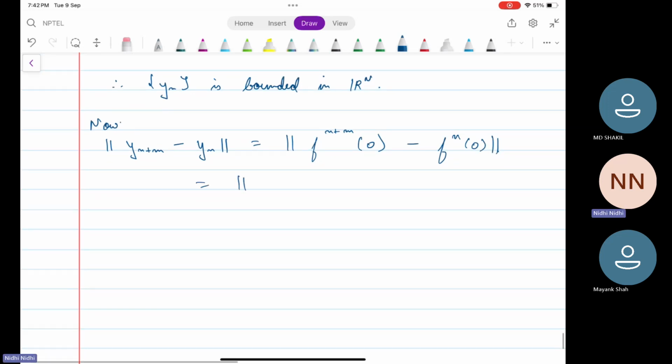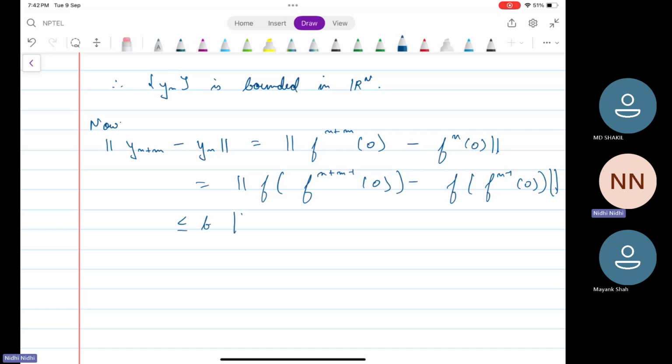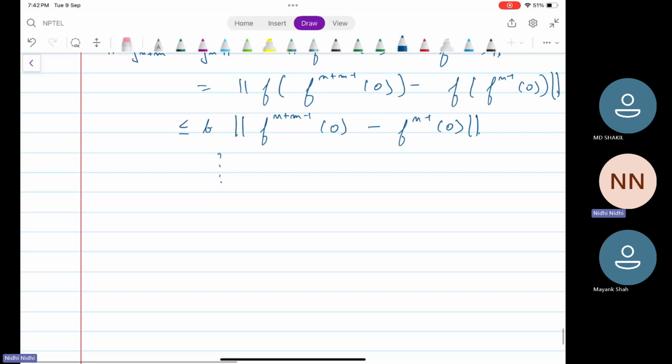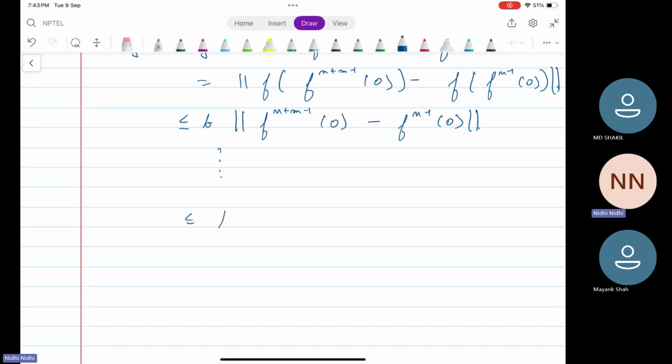So this is equal to f of n plus m minus 1, 0 minus f of n minus 1, 0. This is less than or equal to b times f of n plus m minus 1, 0 minus f of n minus 1, 0. And moving on in this same pattern, eventually you'll get this is less than or equal to b to the power n minus 1 f m plus 1, 0.